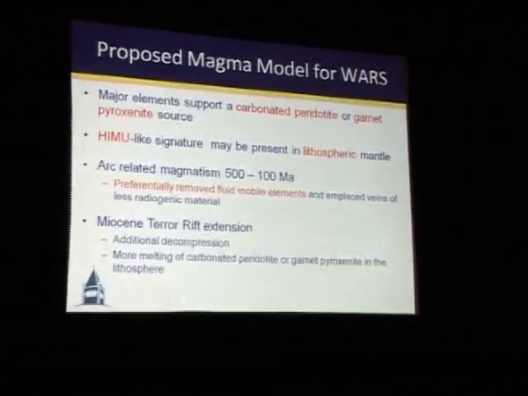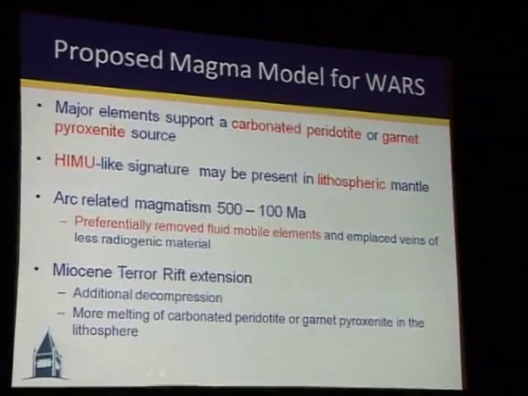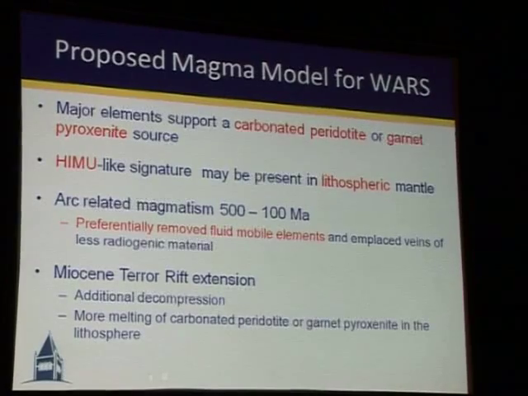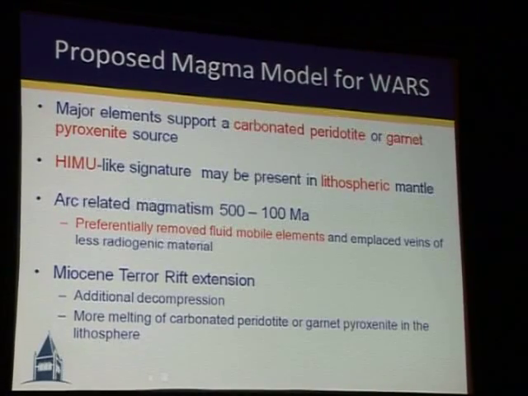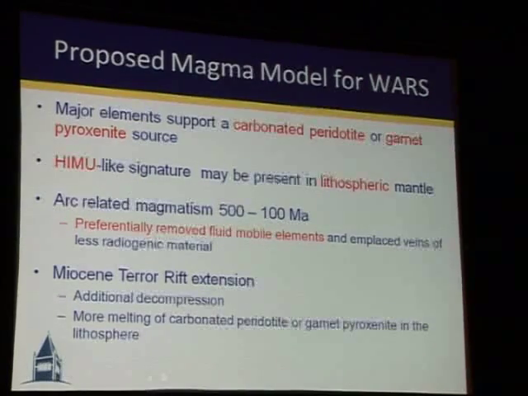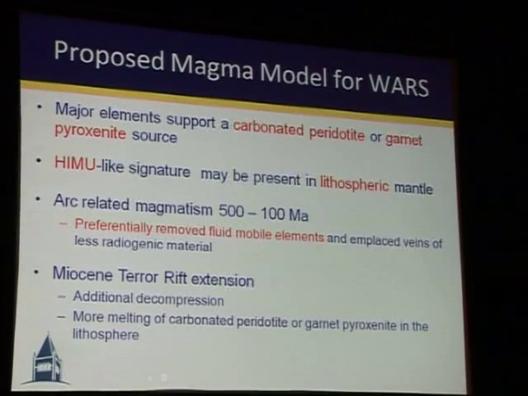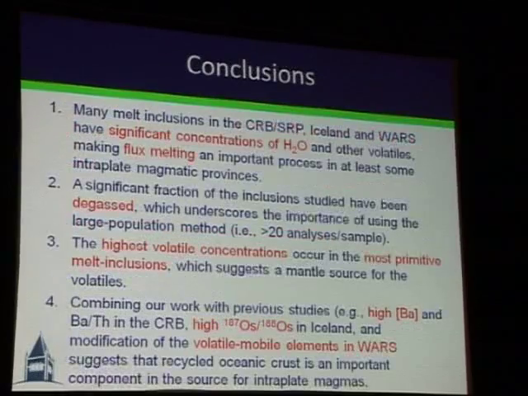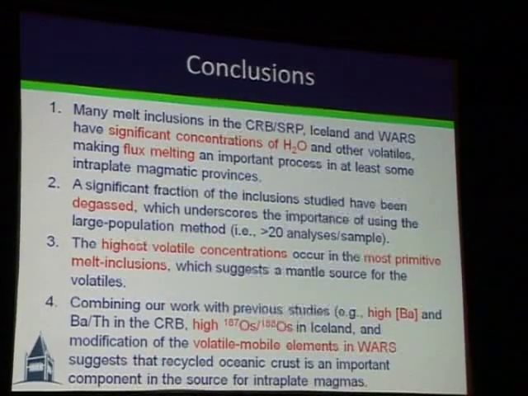So I'll skip over this and just point out that it looks like pyroxenites, garnet pyroxenites, or carbonated peridotite, no doubt hydrated as well, give us the best explanation for the major elements and the trace elements that we are seeing in the magmatism along this margin of West Antarctica.